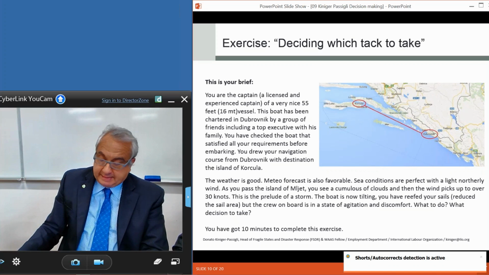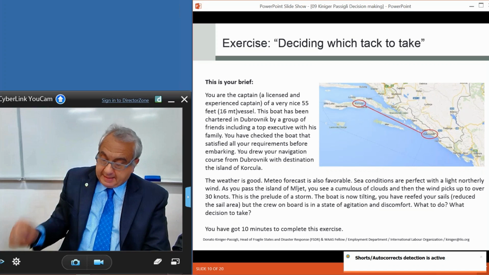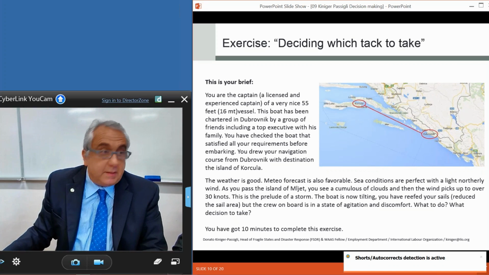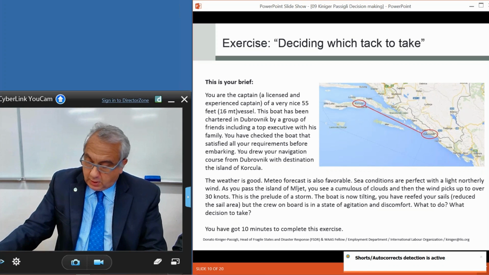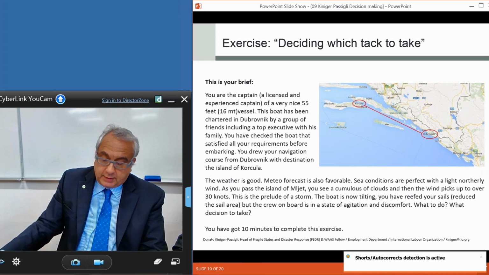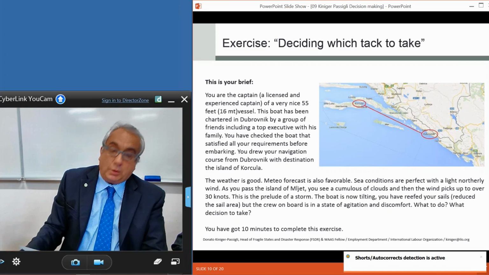As you pass the island of Midget, you see a cumulus of clouds, and then the wind picks up to 30 knots. This is the prelude to a storm. The boat is now tilting. You have reefed your sails, you have reduced the sail area, but the crew on board is in a state of agitation and discomfort. Now, what to do?